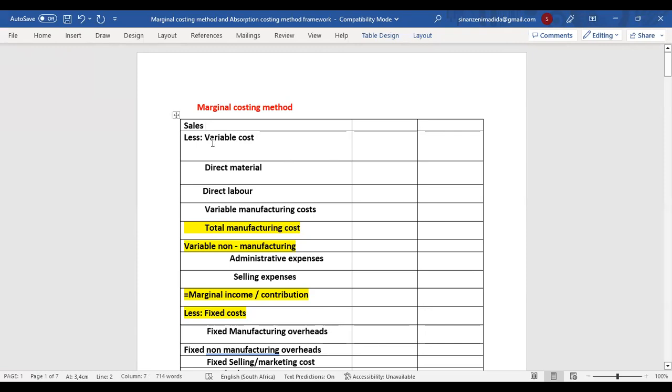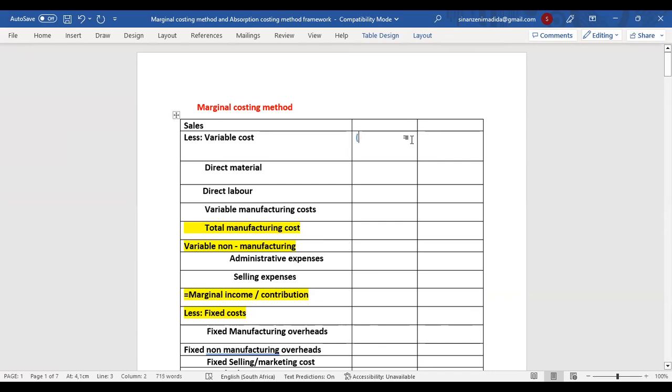After doing that, we need all our variable costs. Why variable cost? We are using the marginal costing approach. We are trying to make our marginal income statement. Then I gave you a list of variable costs. I said there are 4 variable costs that you must look for. The first one in the question, you need to look for direct material. When we get our variable cost here, we are going to subtract it from our sales.